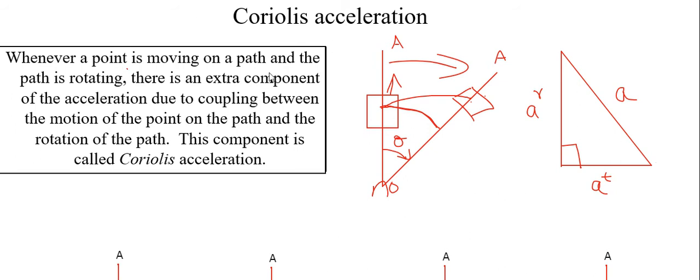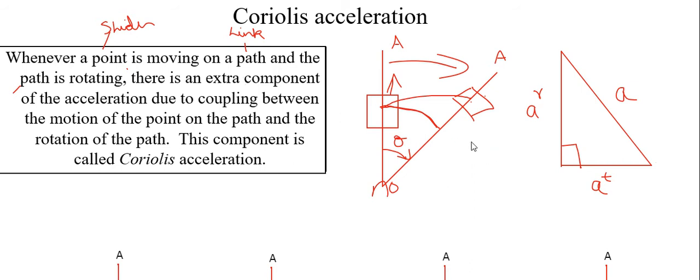And when a point is moving on a path and the path is rotating, that point can be called a slider and that path can be called a link. So if a slider is moving on a link and that link is rotating, then there is an extra component of acceleration other than AR and AT, that is tangential and radial, due to the coupling of the motion of the slider and the link rotation. This is known as Coriolis component of acceleration.